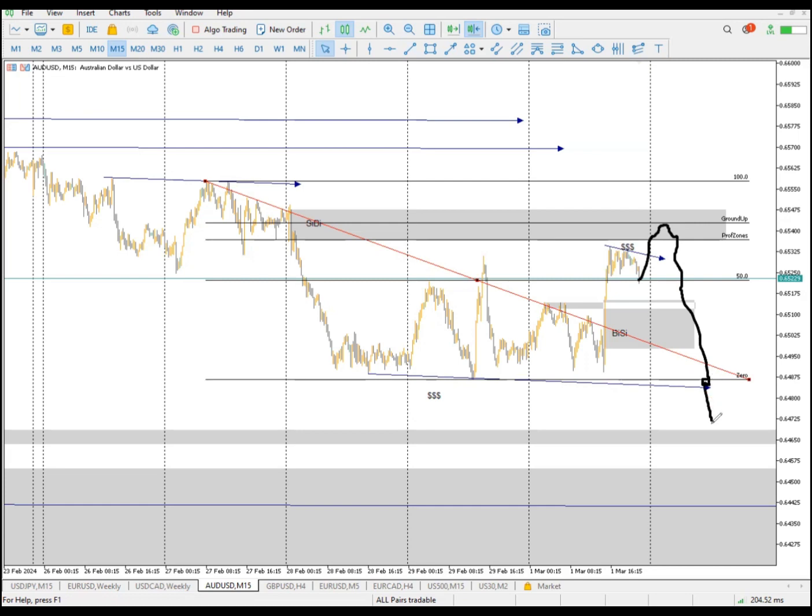TP1, TP2, right? So that's what basically we're going to be looking at. And if this zone violates, then we already know what to do, what to look for, as I mentioned previously.